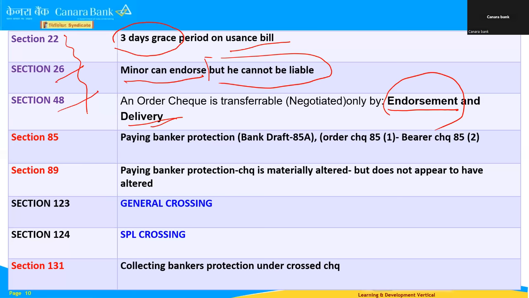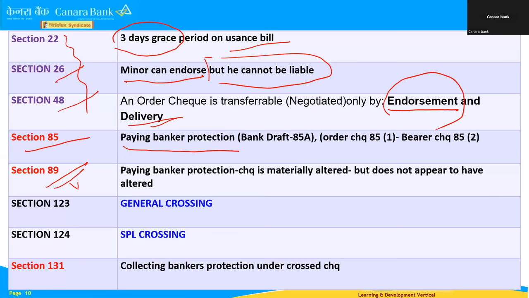Paying banker protection. See, as a paying banker, you are paying on a draft or an order check or a bearer check. You will get protection under section 85. And one more paying bank protection is there. Section 89. Very, very important. Last time or before last time, this question came two times.